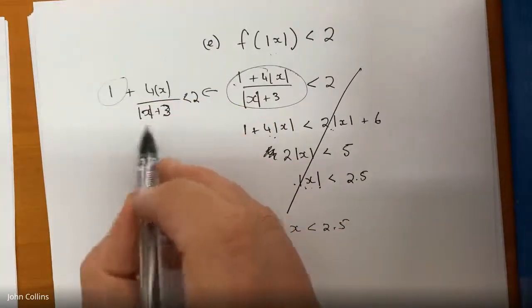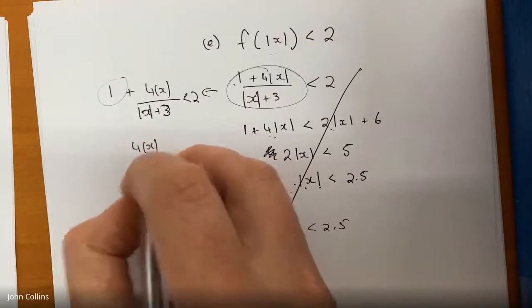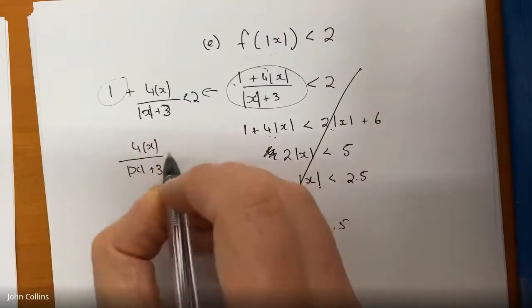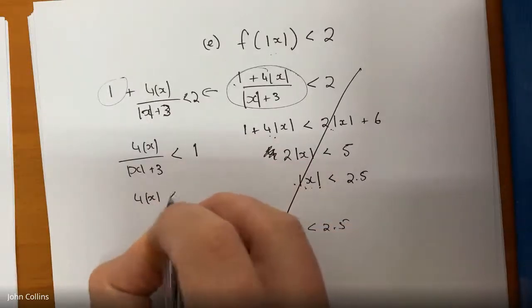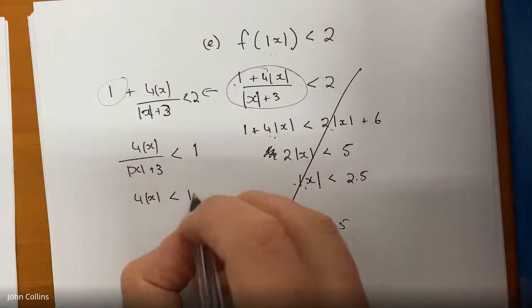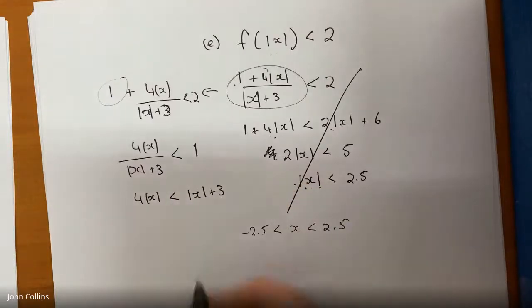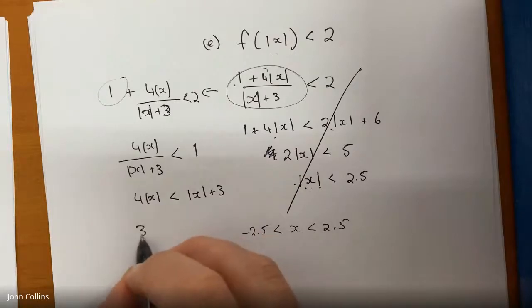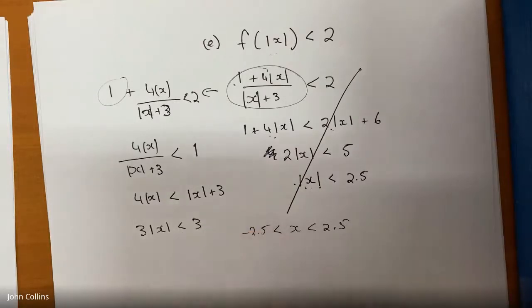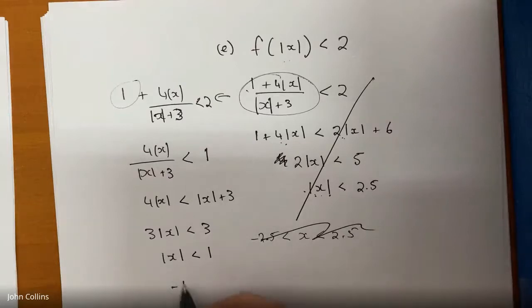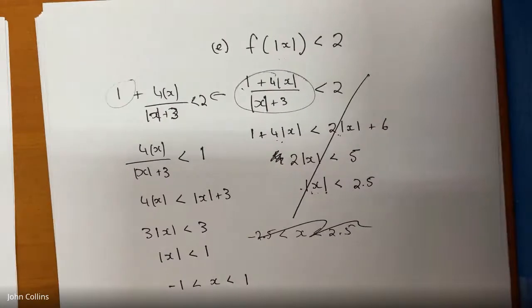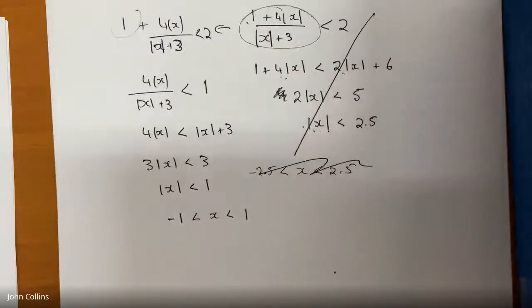So that 1 is not divided. So let's bring that over to the other side. 4 absolute value of x all over x plus 3 less than 1 now. And then I get 4 absolute value of x less than, now multiplying that by x plus 3, and then subtracting the absolute value of x from both sides, I get 3 absolute value of x less than 3. And then the absolute value of x is less than 1 dividing both sides by 3. Scrap this answer. It's between minus 1 and 1. Okay, that makes more sense.